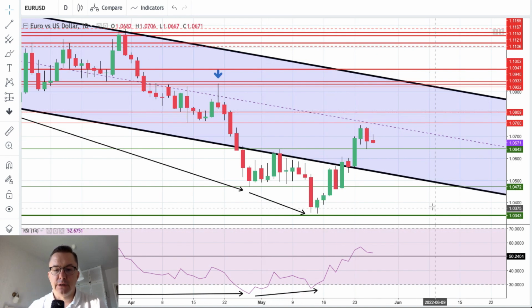Well, the euro dollar, after this nice rally, bounce, or whatever you want to call it, back inside the channel, made a bearish engulfing pattern around the level of 1.0760. This technical resistance has not been hit, but the technical support at 1.0643 has been already tested.